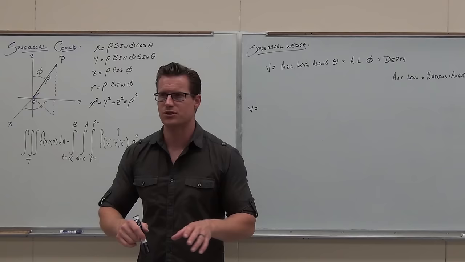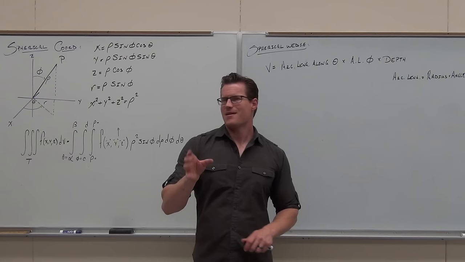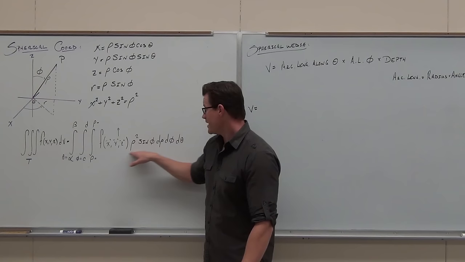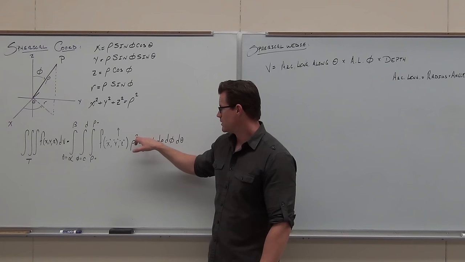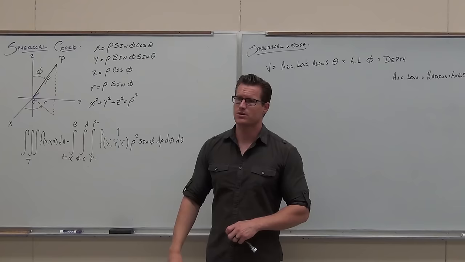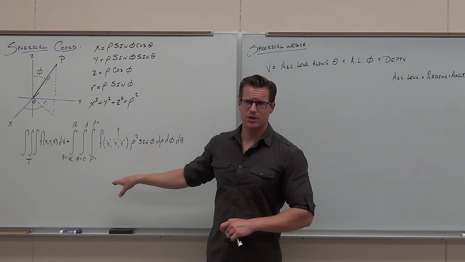Also, you remember how in cylindrical, you always got that little r, r dr d theta? Well, now every time we move to spherical, we get this every time. We get a rho squared sine phi added on to every triple integral we ever do. It's like the r that gets added on to a cylindrical every time, or a polar every time we do that. Now we get rho squared sine phi. I will prove this when we do something called the Jacobian in the next section. I'll prove where that comes from. Right now I'm going to give you the idea.